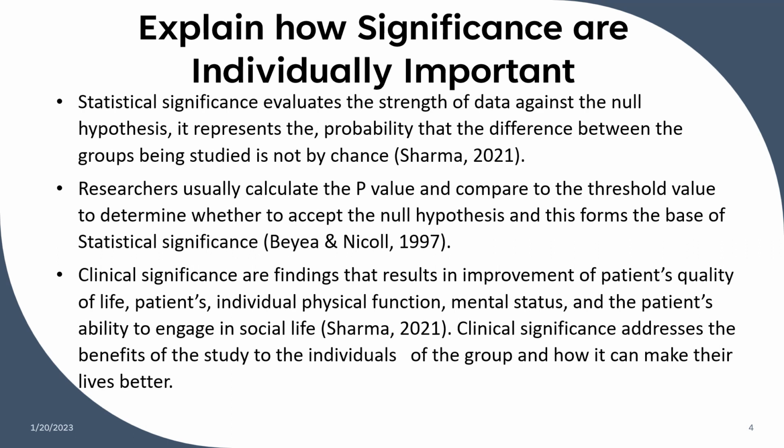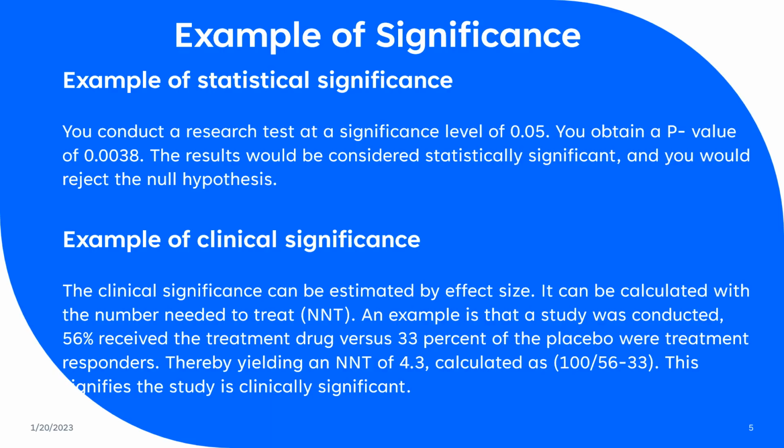Clinical significance are findings that result in improvement of patients' quality of life: patients' individual physical function, mental status, and the patient's ability to engage in social life. Clinical significance addresses the benefits of the study to the individuals of the group and how it can make their lives better. So now we'll be talking about examples of both significance.